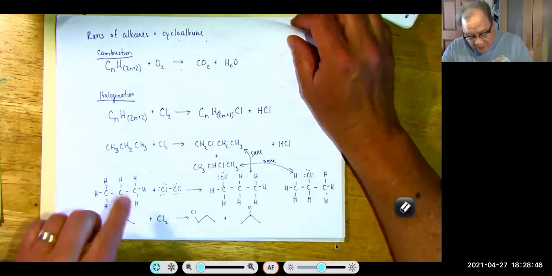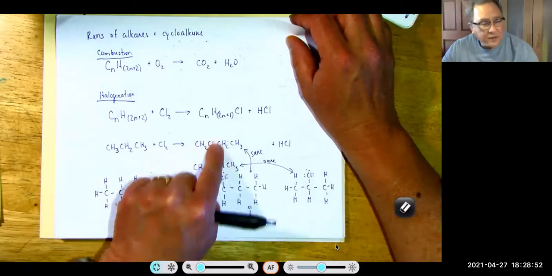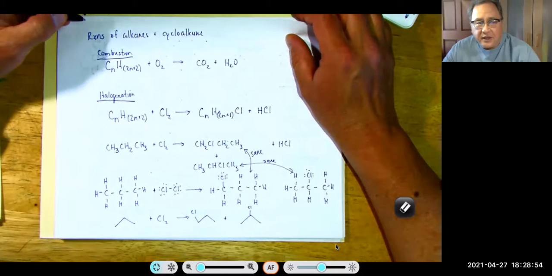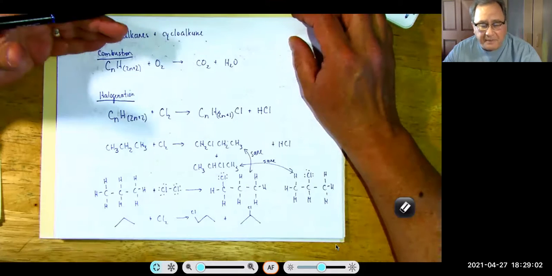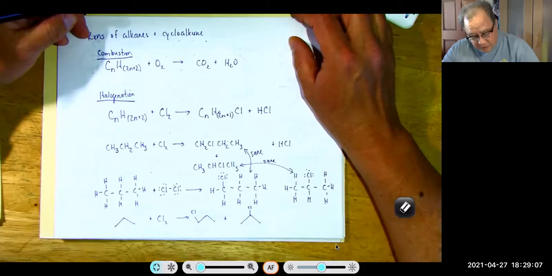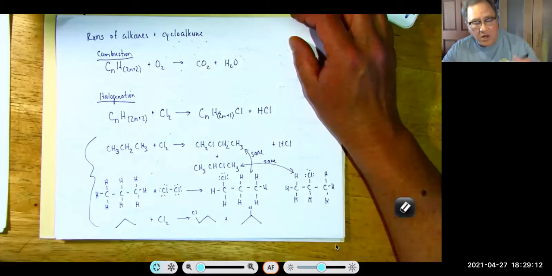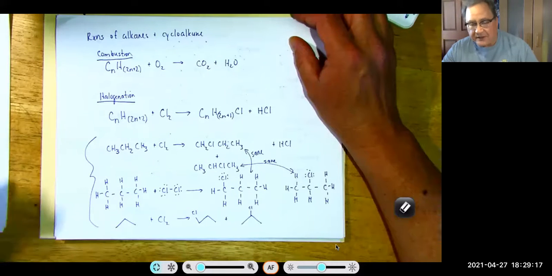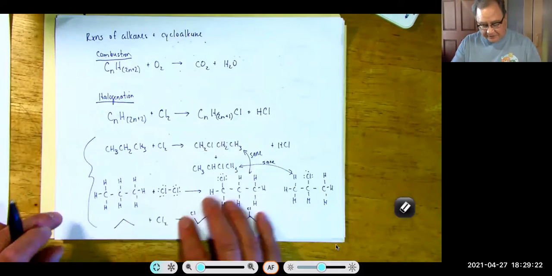Now notice when I write this out and I have one of these plus one of these, and then I write two products, the reaction isn't balanced. The purpose of writing out an organic reaction is usually to show you all of the possible products, not a balanced reaction. So let me show you the real reaction that would happen here.